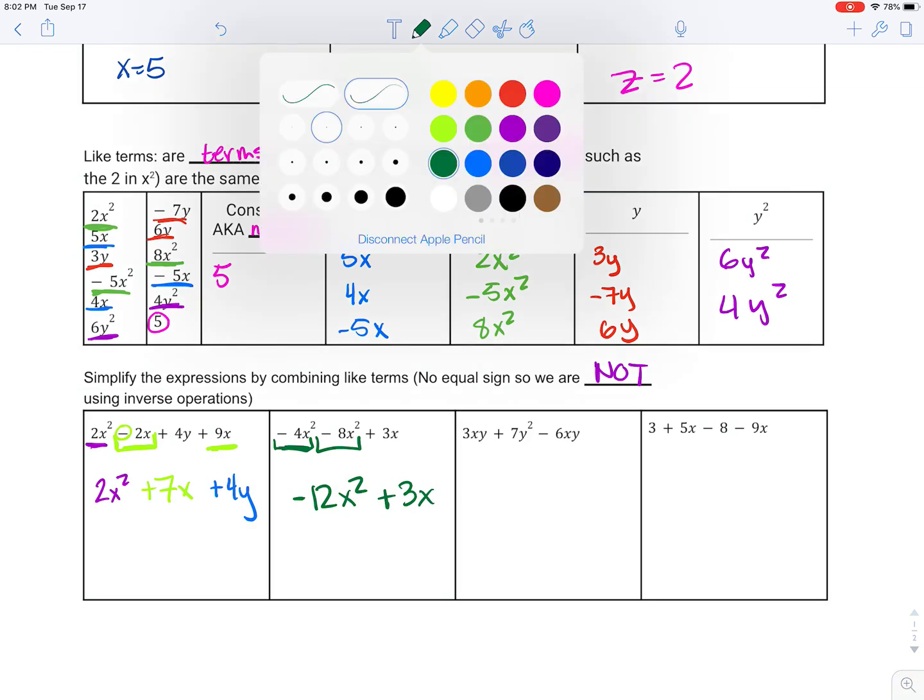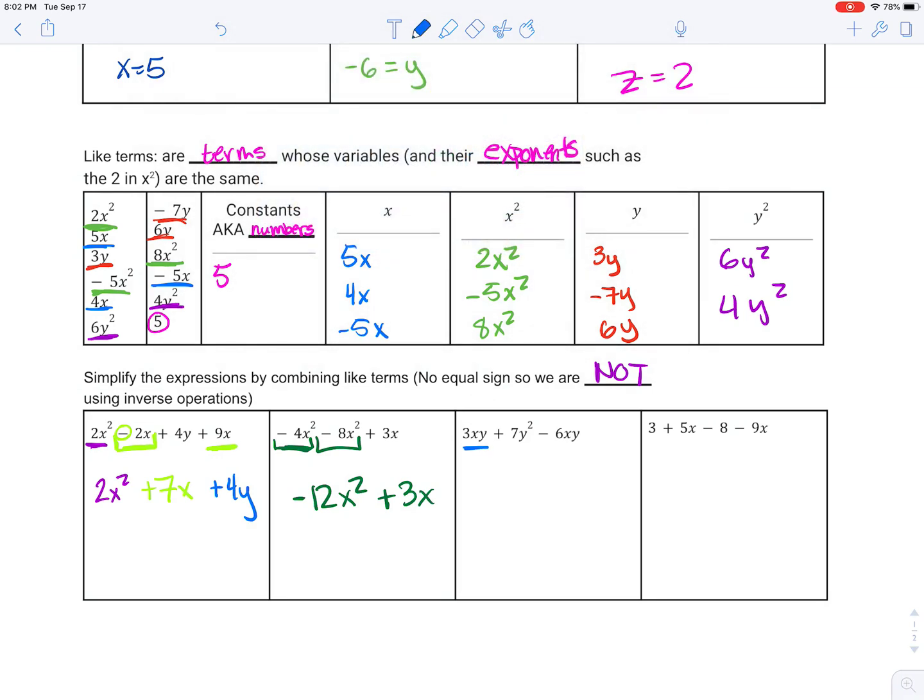Okay, in this next example, we have 3xy and negative 6xy. Again, this has the same exact variable relationship. It happens to have two variables, an x and a y, but they're the same, so we can combine them. 3xy minus 6xy would be negative 3xy plus 7y squared. It has no buddies, so it stays the same.